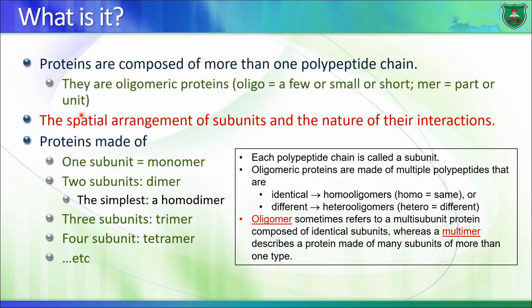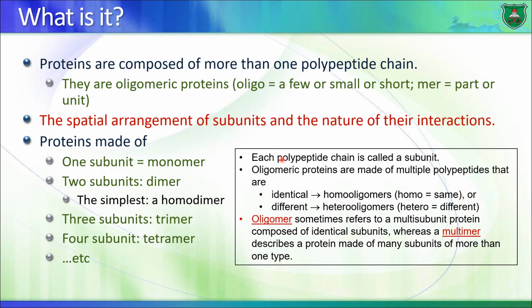Proteins can be composed of one subunit, and these are called monomers. They do not have quaternary structure. Proteins made of two subunits are known as dimers. The simplest form of a protein with a quaternary structure is a homodimer, meaning that the two subunits are identical to each other. You can have trimers with three subunits, tetramers with four subunits, and so on. Some enzymes, like pyruvate dehydrogenase, have as many as 60 subunits.